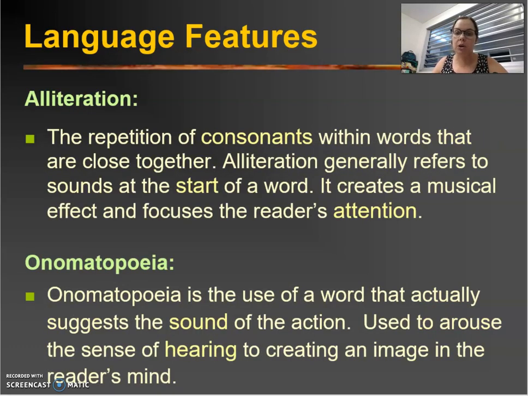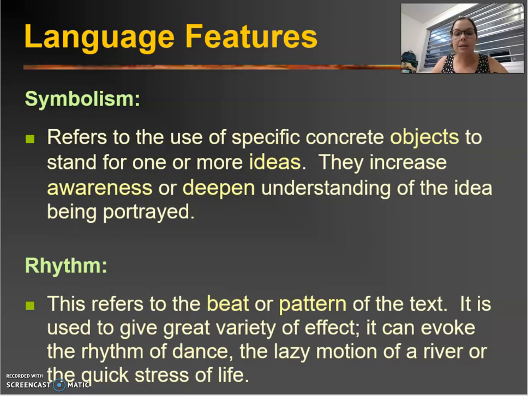Alliteration is the repetition of consonant sounds and generally refers to sounds at the start of a word. Onomatopoeia is the use of a word that actually suggests the sound of the action. Bang, crash, boom. It's used to arouse a sense of hearing and create an image in the reader's mind. Lastly, we've got symbolism and rhythm. Symbolism refers to the use of specific concrete objects to stand for one or more ideas. They increase awareness or deepen understanding of the idea being portrayed.